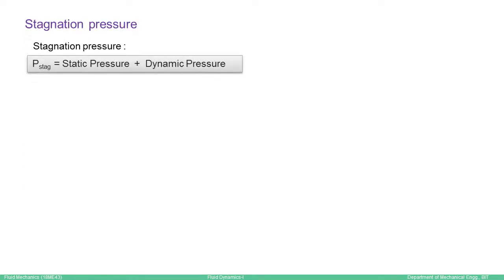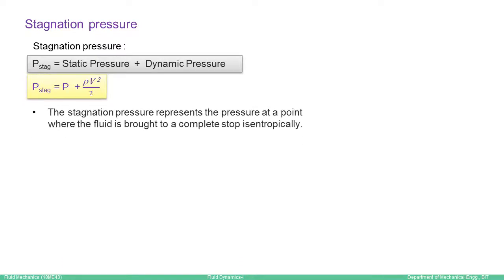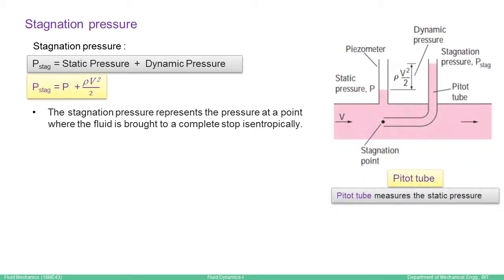Stagnation pressure is the sum of static pressure and dynamic pressure. We can understand this as P plus rho v square by 2 according to the equations used. Stagnation pressure actually represents the pressure at a point where the fluid is brought to a complete stop isentropically. This can be understood with the help of a pitot tube working along with a piezometer. A piezometer is a static pressure probe.